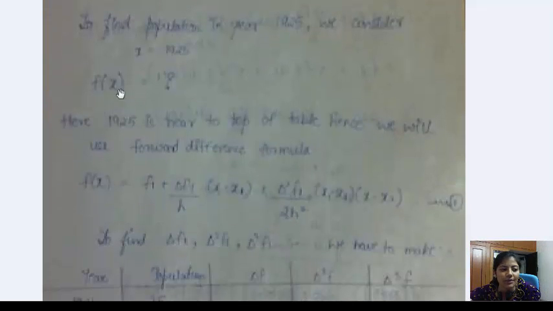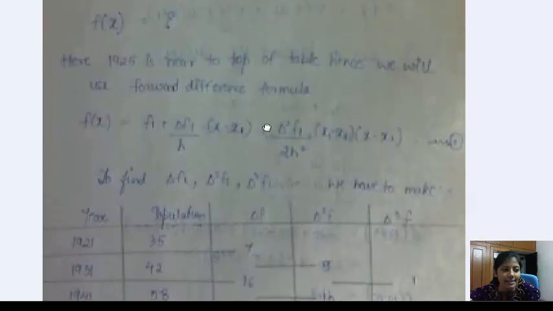Now finally the last question, in which we are given the population of a city in some of the years like 1921 to 1981: 35, 42, 58, 84, 120, 120 and 220. Okay, so here we need to find out the population in the year 1925. So we'll consider x as 1925 and we need to find f(x).